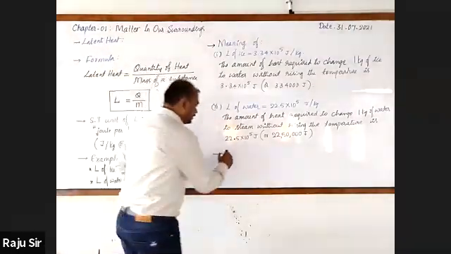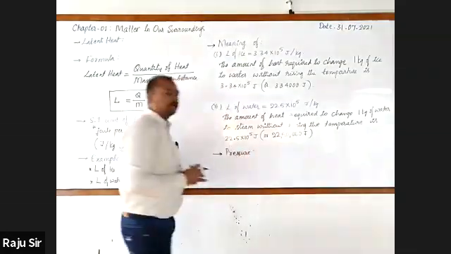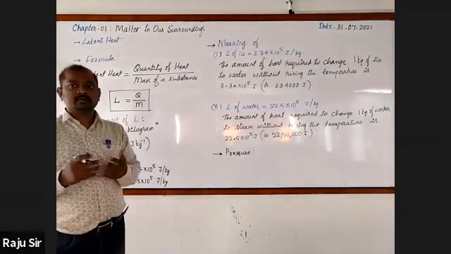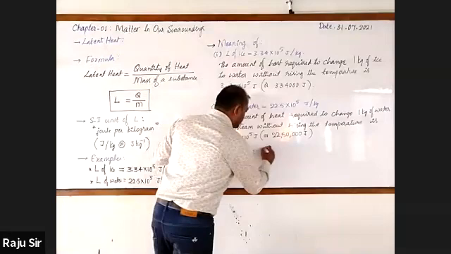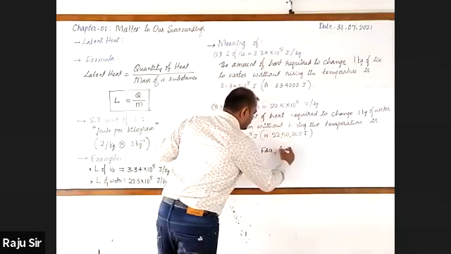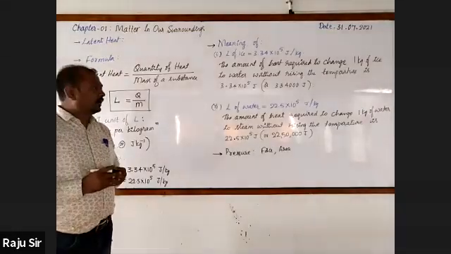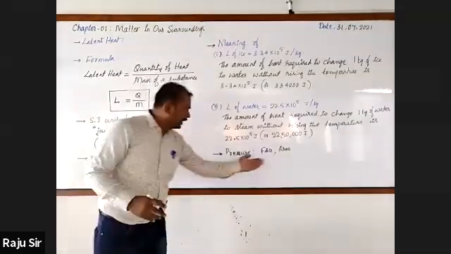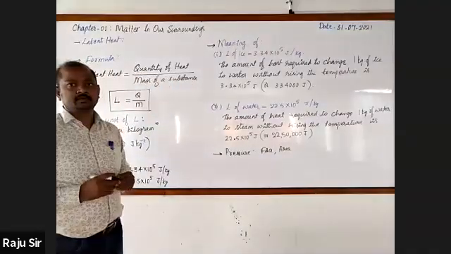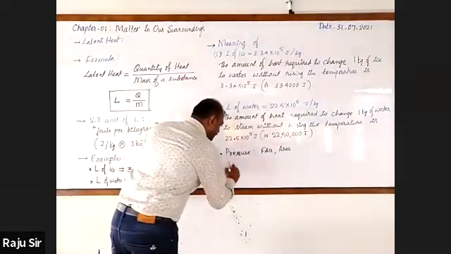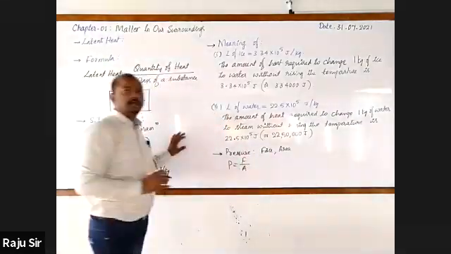And this pressure depends on 2 physical quantities. Could you name them? In the definition only it is there: area and force. Second one is area. Then how do you write the relationship among pressure, force and area? Sir, pressure is equal to force by area. Good. Pressure is equal to force by area.